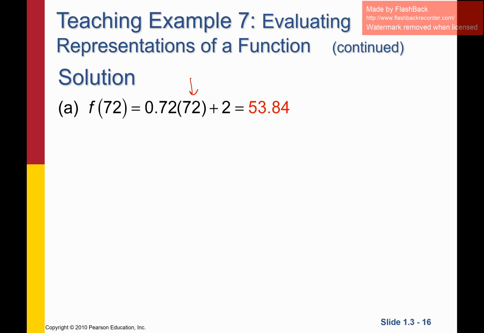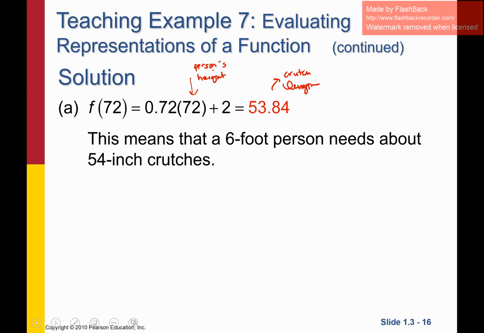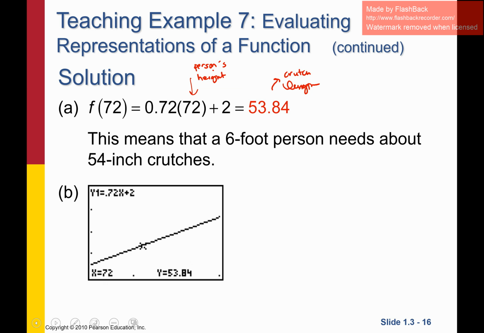So again, this is a person's height, and this is the crutch length. As you're doing the math, because there's so many steps involved, it's easy to forget what is what. So it's really important in algebra and as you continue on in your math career to know what exactly you're dealing with right here. So right now you need a crutch length of 53.84 inches. All right, so this means that a 6-foot person needs about a 54-inch crutch, okay? So can you explain the results?